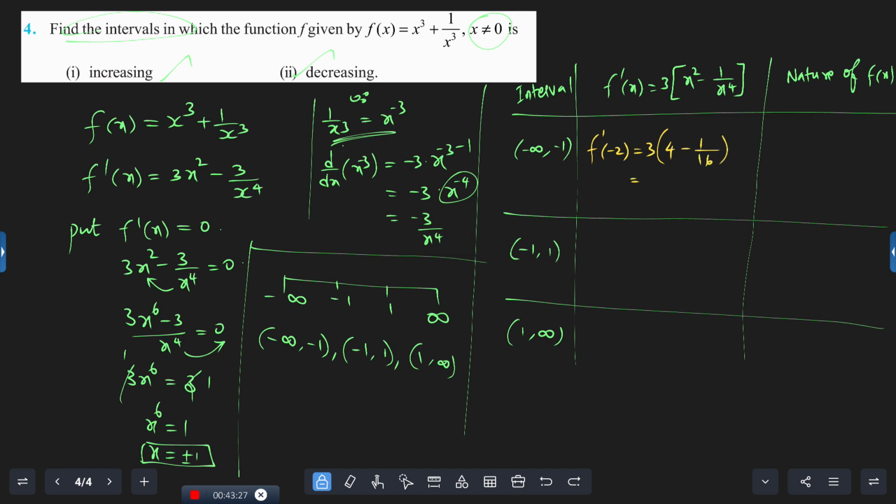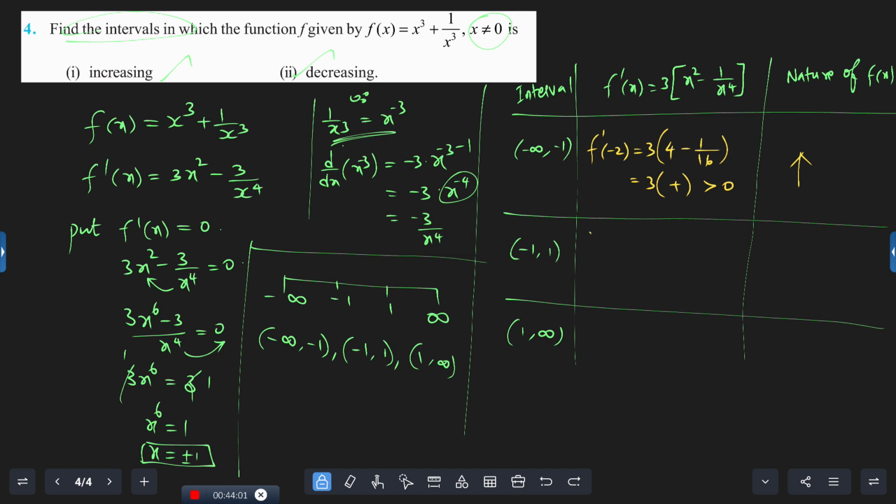So 3 into, see this is 4, 4 minus 1 by 16. 1 by 16 is a very small number compared to 4. So surely you will get positive, greater than 0, increasing. Don't simplify, do it directly. And from the next interval, what can we take? Minus 1 to 1, between. 0 we should not allow, as they mentioned in the question. Anything other than that.